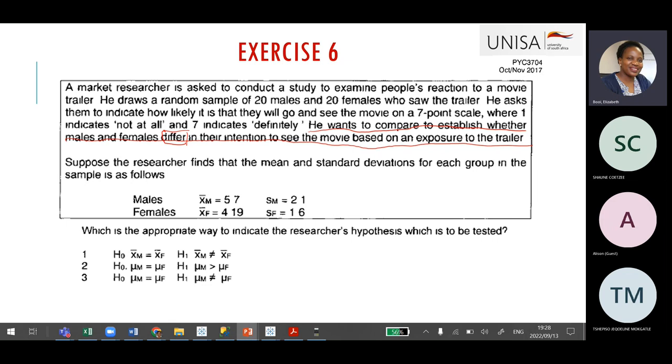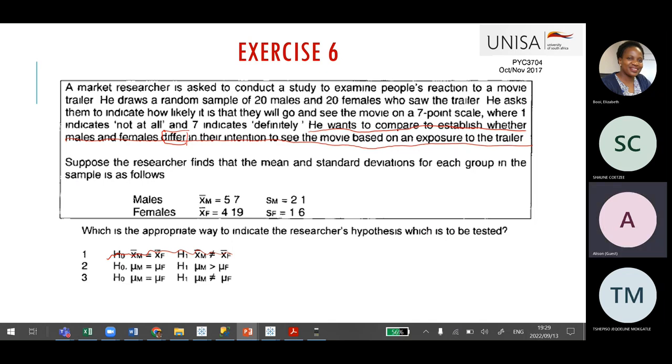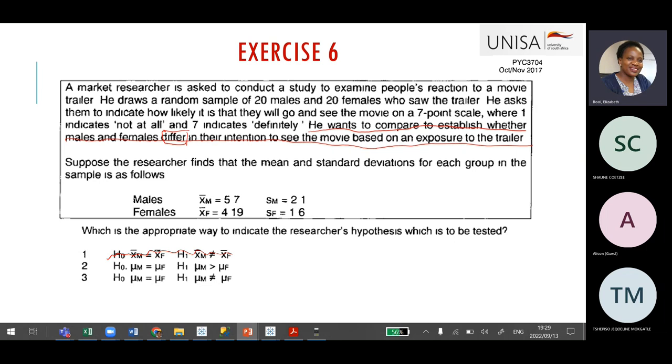How will we state the null hypothesis? I'm going to help you. The first one will always be wrong. Anywhere where you see X bar in your null hypothesis statement, you must always assume that that is incorrect. So you are left with 2 now. Which one is the correct one? Number 1, number 2, or number 3? Number 3. It will be number 3 because differ means not equal and equal. So number 3 will be the answer.